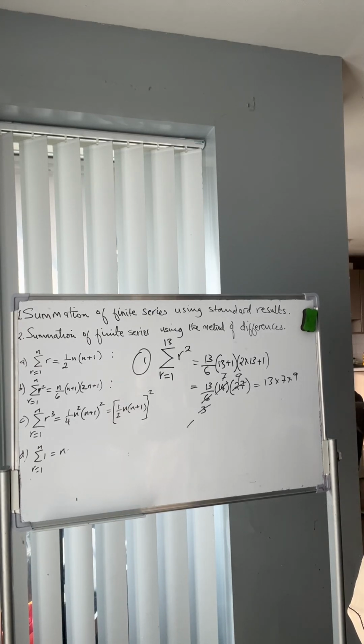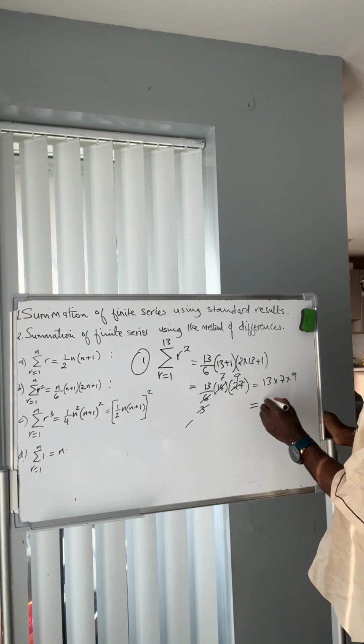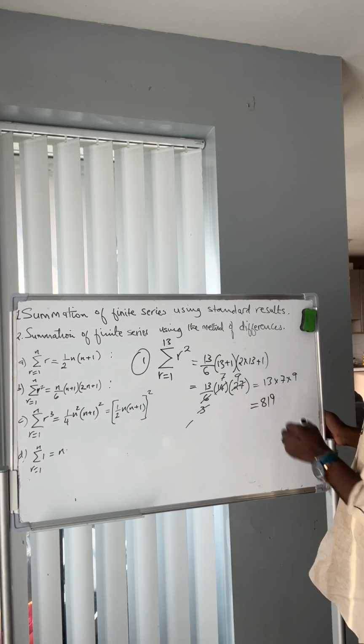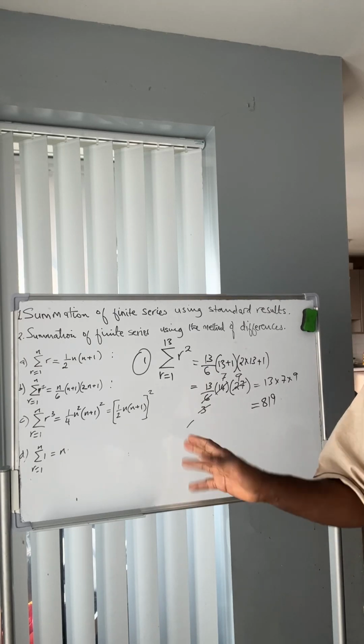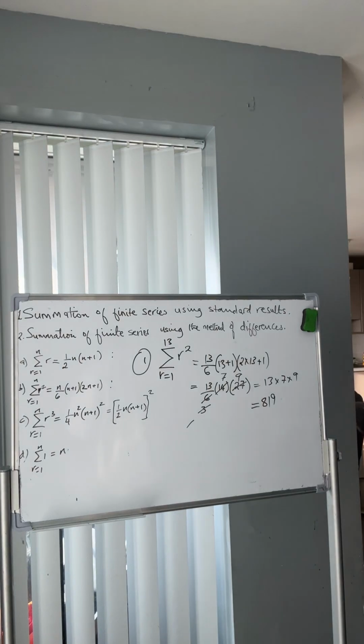Times 7, times 9, it's 19. You get 819. So that's what you get. The answer is 819. Let's look for another one.